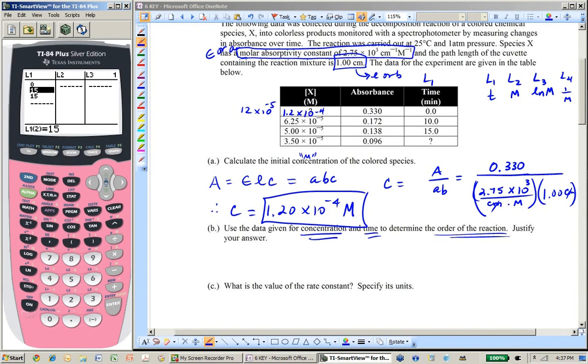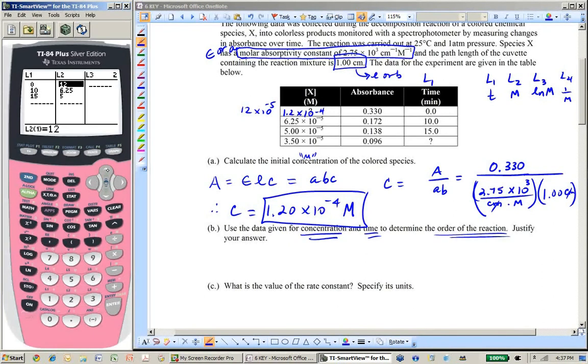Okay, 0, 10, 15. Typing correctly is nice. I'm going to do the shortcut and go 12, 6.25. As time goes by, they already told me this stuff is disappearing, so these numbers make sense. And 3.5. 12, 6.25, 5, 3.5. Didn't need that one. That's going to cause an error later. Clear that one out. Delete.